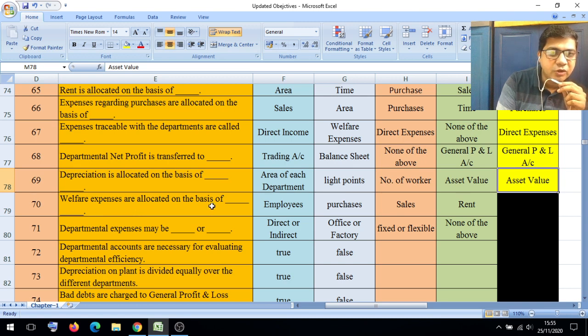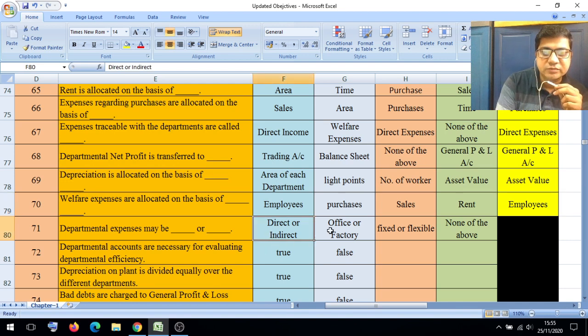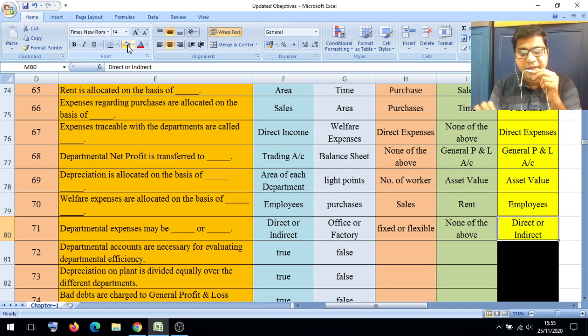Welfare expenses are allocated on the basis of dash: employee, purchases, sales, rent. The answer is employee. Employee means workers. Departmental expenses may be dash or dash. Direct or indirect expenses, office or factory, fixed or flexible, none of the above. So the answer is direct and indirect expenses.